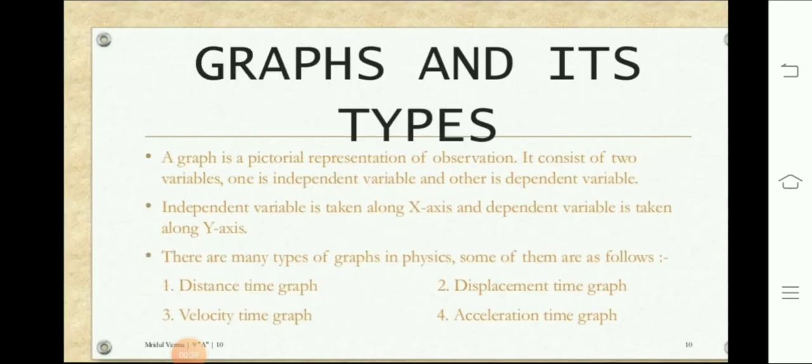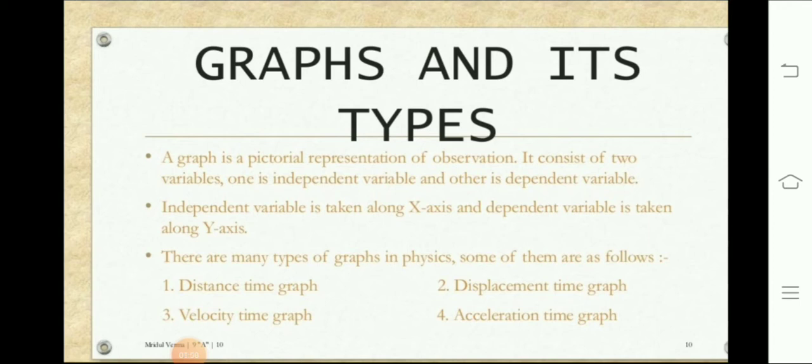So, what is a graph? A graph is a pictorial representation of observation. Whatever we are observing, we convert into data, and that data we represent pictorially. That representation is called a graph. In that representation, one will be a dependent variable and the other will be an independent variable.